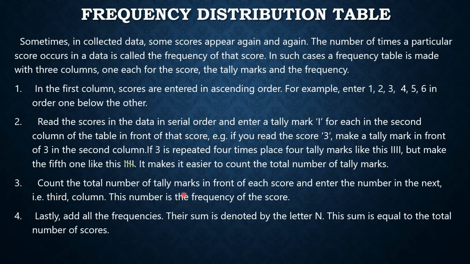Count the total number of tally marks in front of each score and enter the number in the next, that is the third column. This number is called the frequency of the score. Lastly, add all the frequencies. Their sum is denoted by the capital letter N. This sum is equal to the total number of scores.